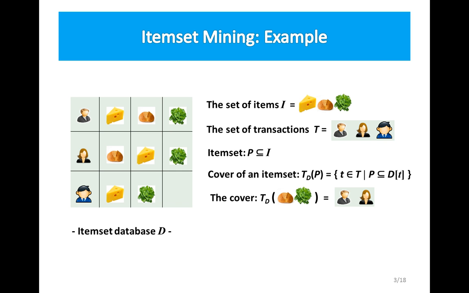For example, we have here a set of products that represent items and a set of customers that represent transactions. An item set is a subset of items. The cover of an item set is the set of transactions where the item set appears. So for example, if we take the item set composed of bread and salad, the cover is the two first transactions.